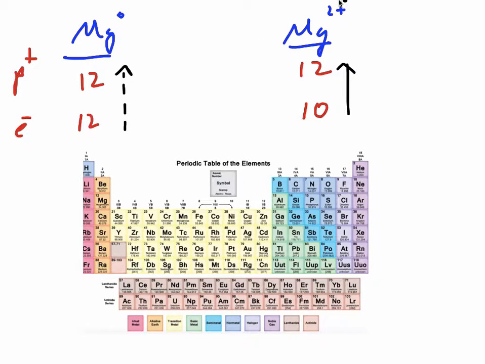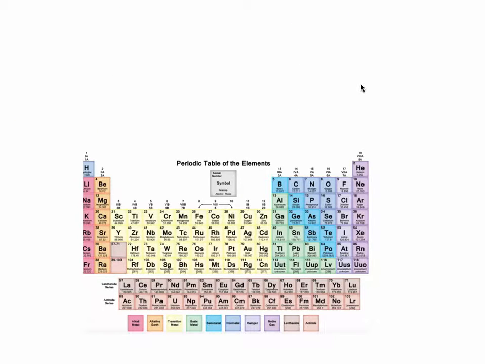So when you're positive, you're going to be smaller than your neutral counterpart. And when you're negative, you're going to be larger. But again, it boils down to the protons pulling. So, horizontal, protons. Vertical, shielding. And when we're looking at ions, just compare the proton to electron ratio. Whoever has a greater proton to electron ratio is going to be smaller and have the higher ionization energy.